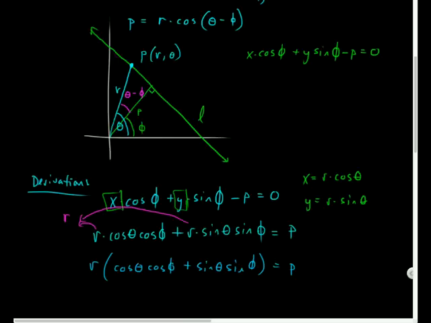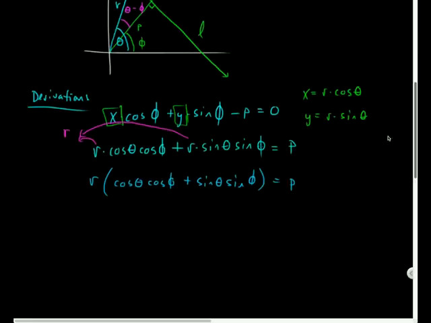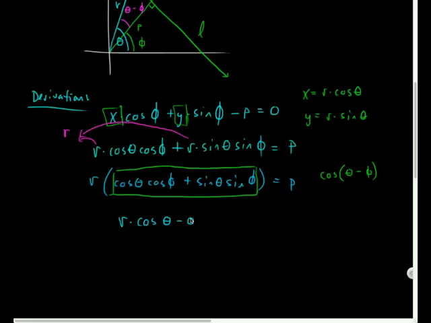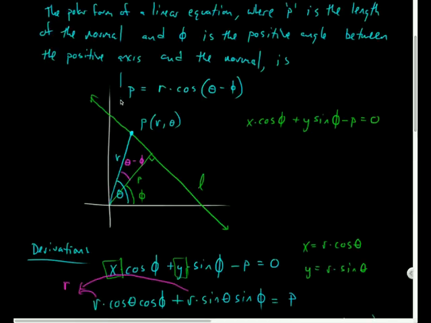Now, this one is a huge callback. This is the difference identity for cosine, back from our trig identities chapter. So that's going to equal cosine of theta minus phi is what I can substitute in there. And that is going to take us the whole way. So I'll have r times cosine theta minus phi is equal to p. And you can see that that's what we had defined up here.